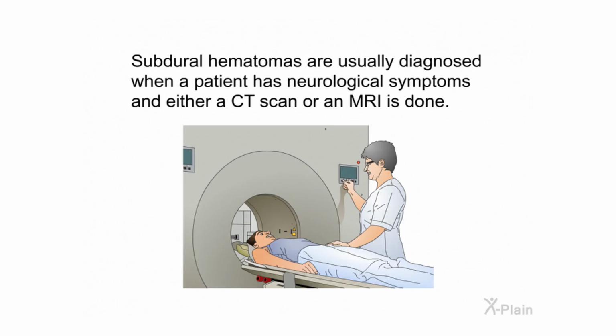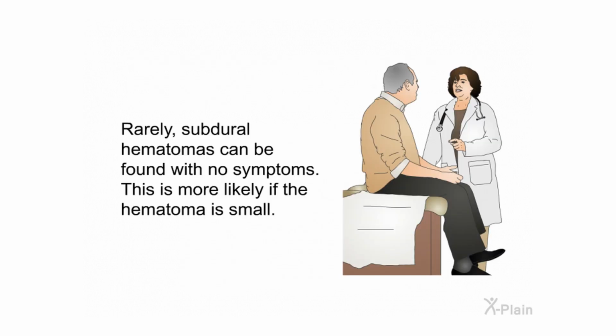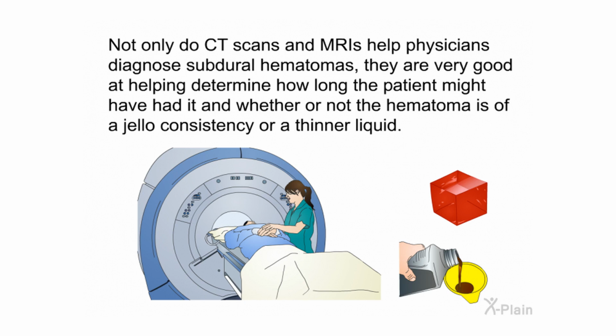Diagnosis. Subdural hematomas are usually diagnosed when a patient has neurological symptoms and either a CT scan or an MRI is done. Rarely, subdural hematomas can be found with no symptoms. This is more likely if the hematoma is small. Not only do CT scans and MRIs help physicians diagnose subdural hematomas, they are very good at helping determine how long the patient might have had it and whether or not the hematoma is of a jello consistency or a thinner liquid.